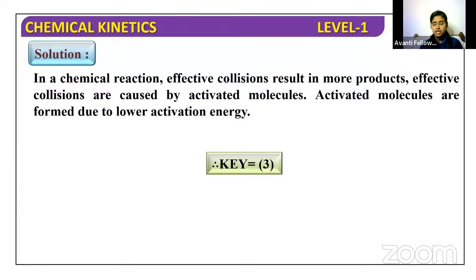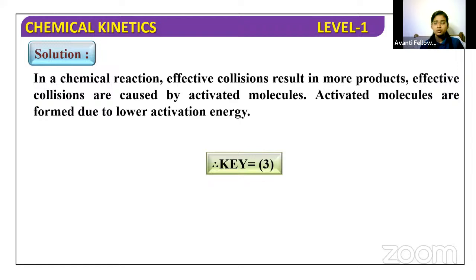In a chemical reaction, effective collisions result in more products. Effective collisions are caused by activated molecules, and those activated molecules are formed due to the lowering of the activation energy. So option 3 is the correct answer for this question.